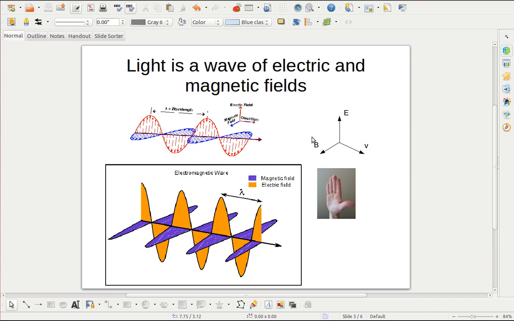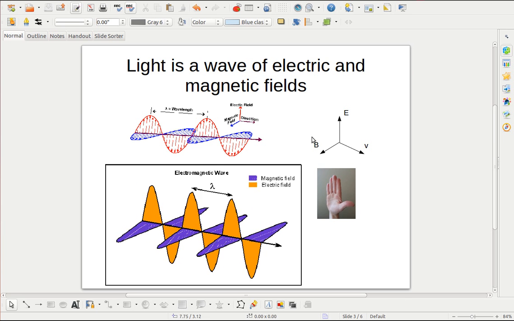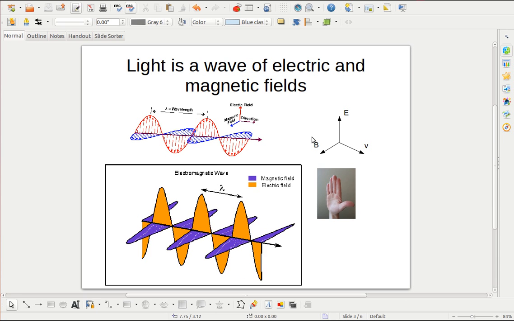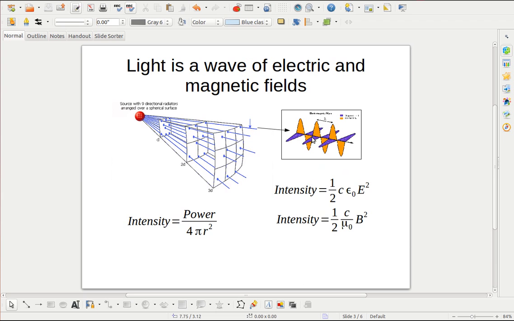By the way, there is a relationship between the direction of the electric field, the direction of the magnetic field, and the direction that the light moves. And you can see that with my right hand picture there, where the fingers point in the direction of the electric field, the palm faces the direction of the magnetic field, and the thumb goes in the direction of light traveling. Okay, so there are a series of ways of describing light.